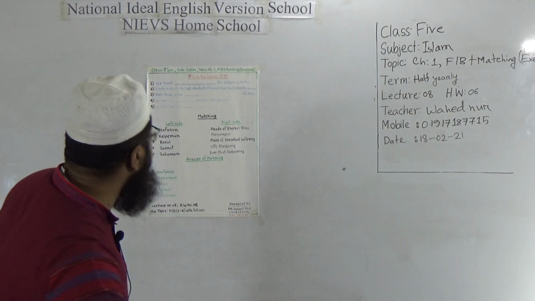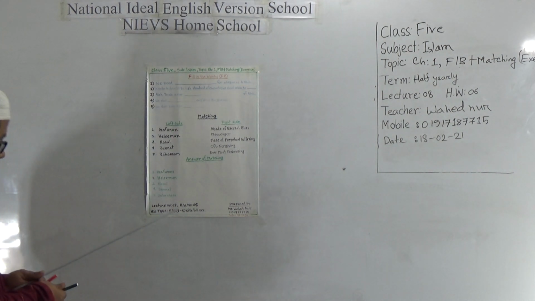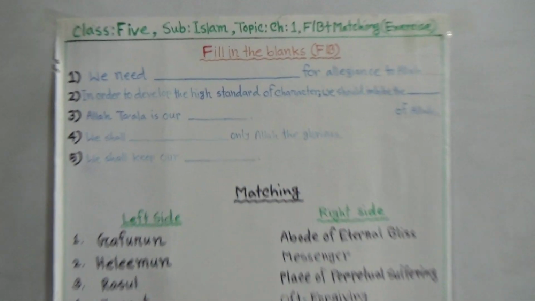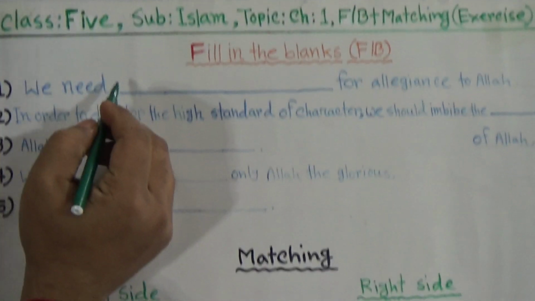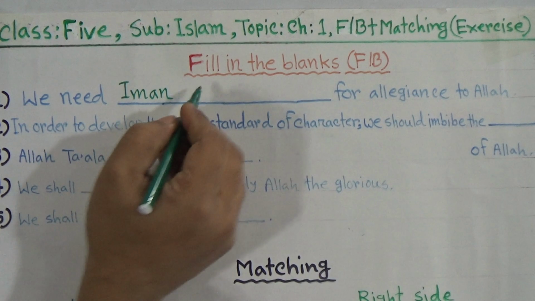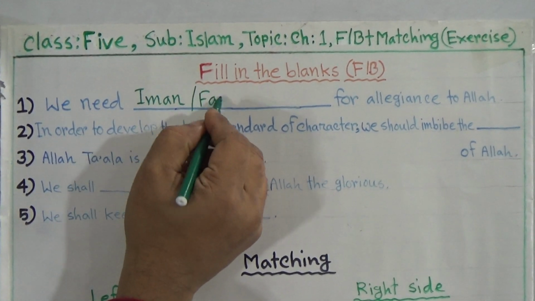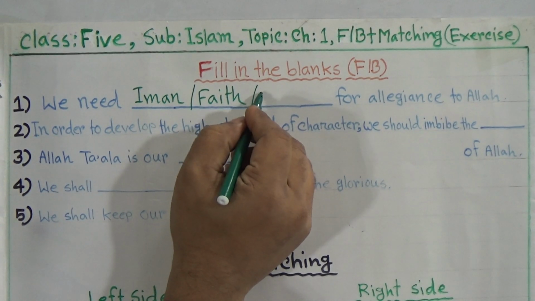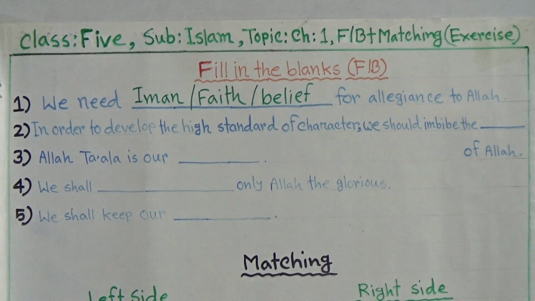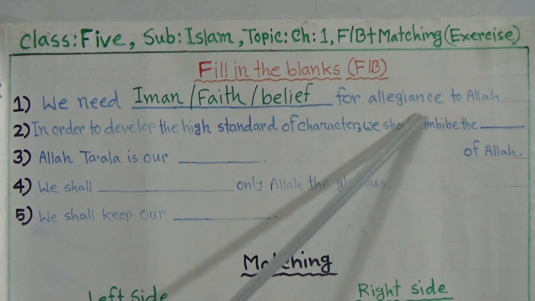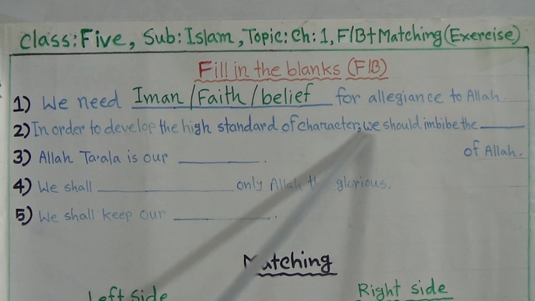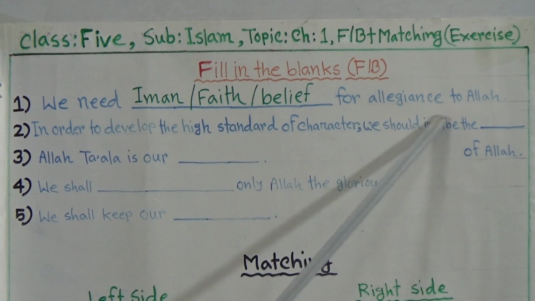So students, see, I wrote the question on paper. First question is, we need dash for allegiance to Allah. I will write three words, any of the words can be right. We need iman, or faith you can write also, or belief, b-e-l-i-e-f. So you can choose among the three, any one. We need iman for allegiance to Allah. We need faith for allegiance to Allah, like that.